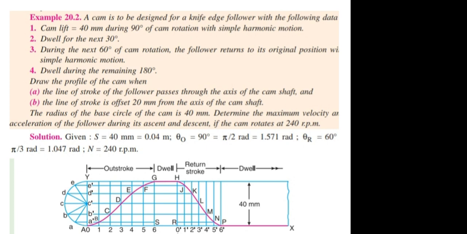Draw the profile of the cam when the line of stroke of the follower passes through the axis of the cam. And second, the line of stroke is offset 20 mm from the axis of the camshaft. The radius of base circle of the cam is 40 mm. Determine the maximum velocity and acceleration of the follower during its ascent and descent if the cam rotates at 240 rpm. So lift of the follower, capital S, is given as 40 mm. On the y-axis you have to take that lift of the follower.